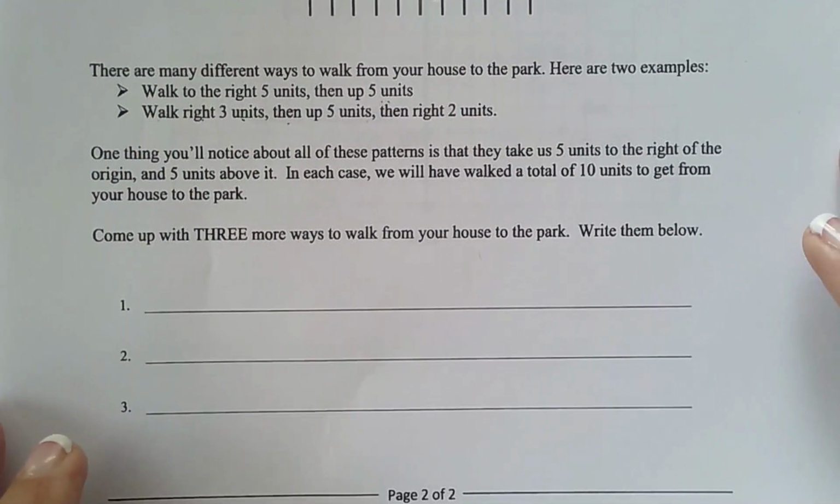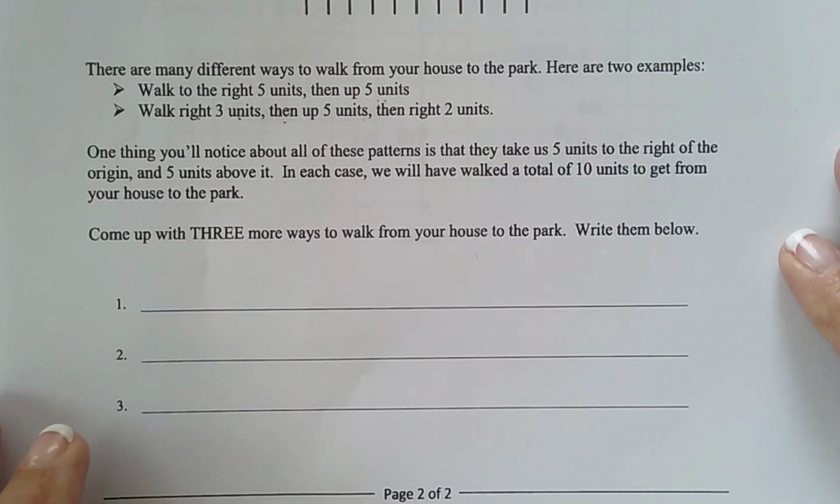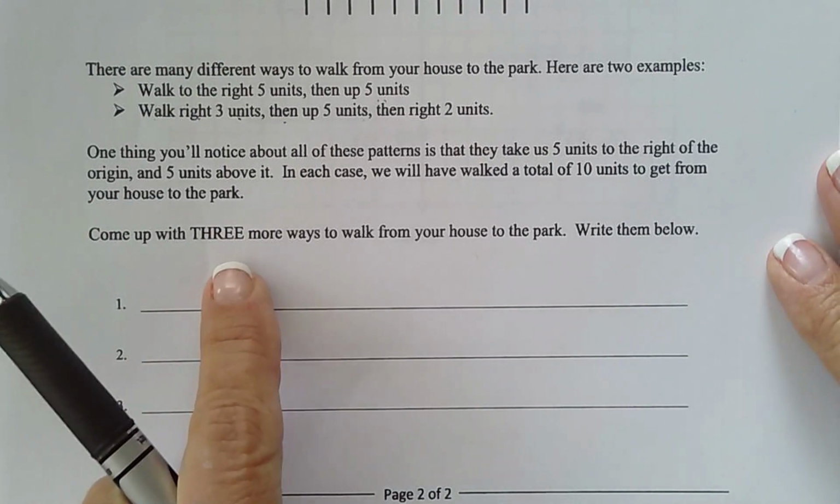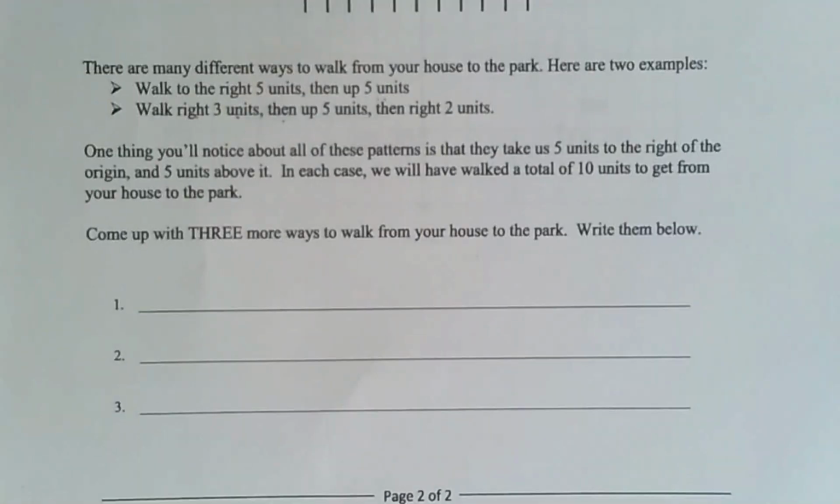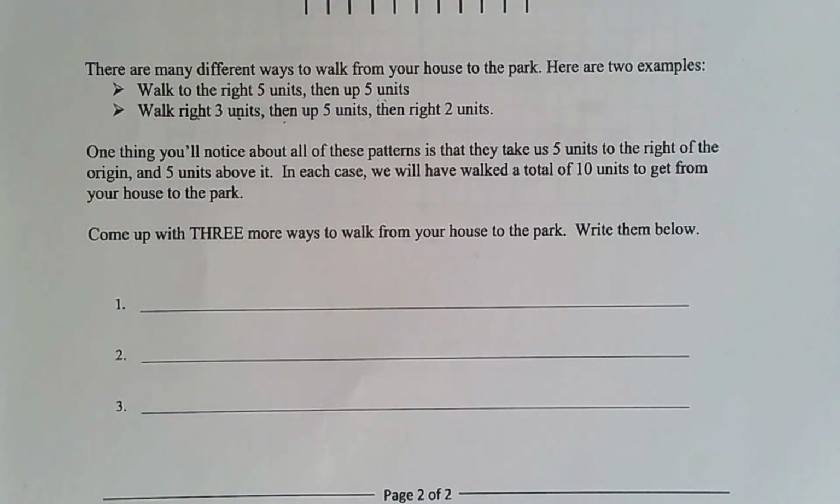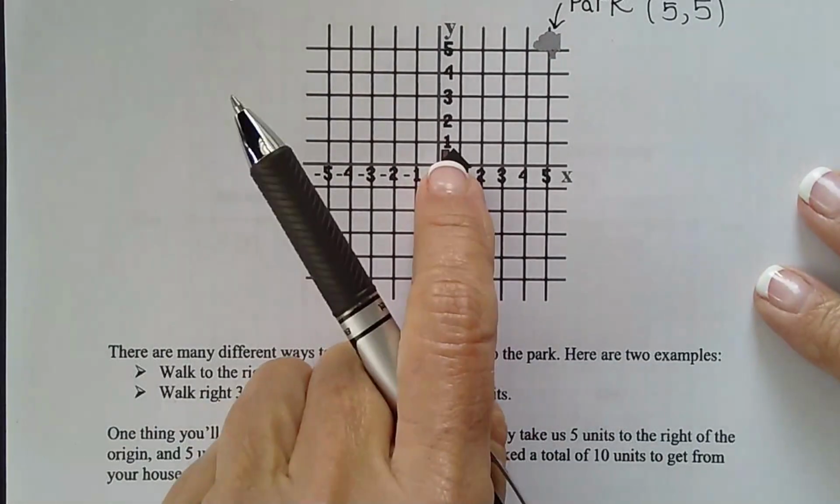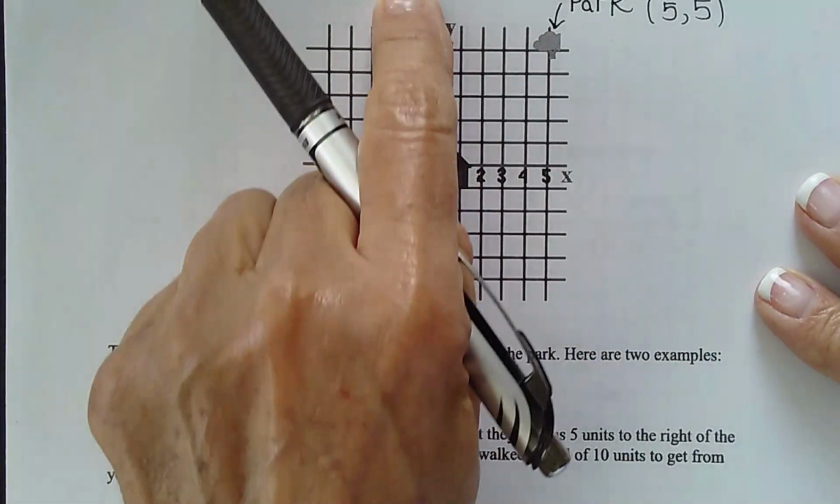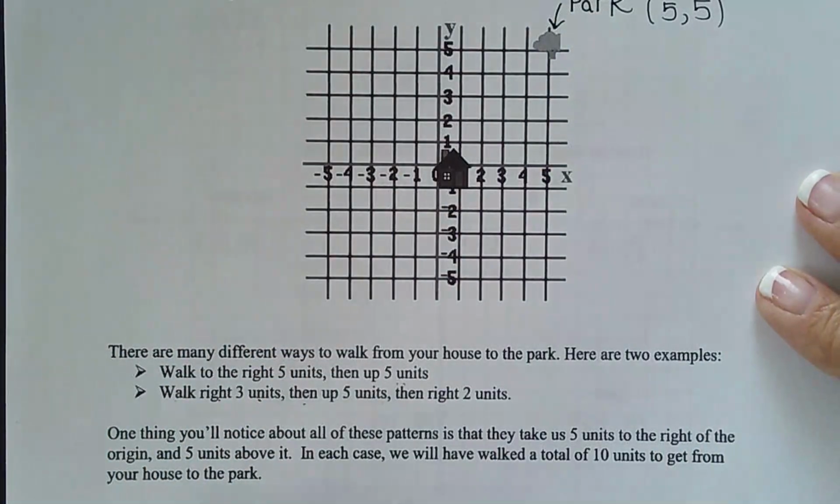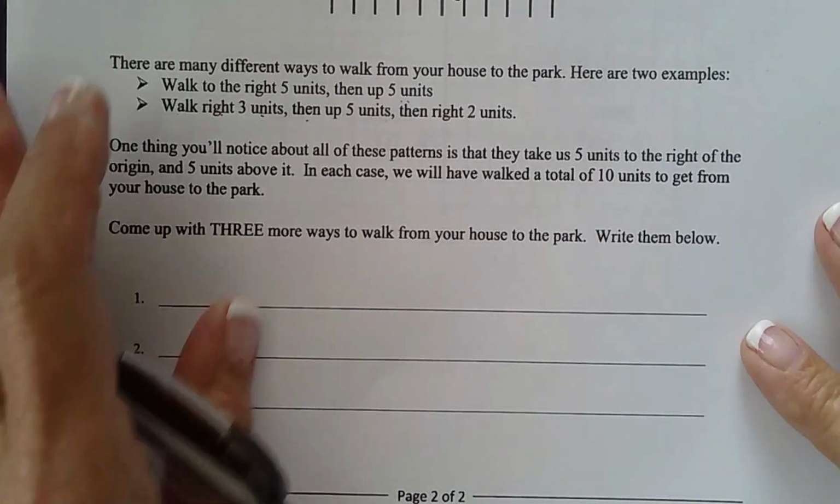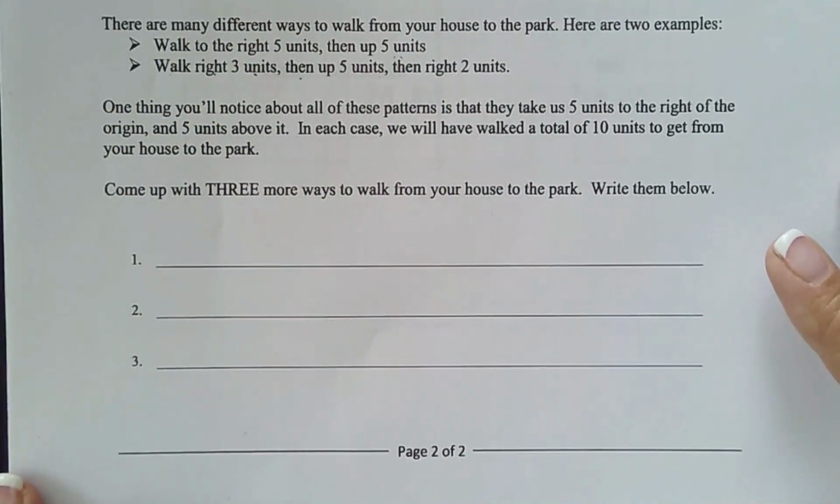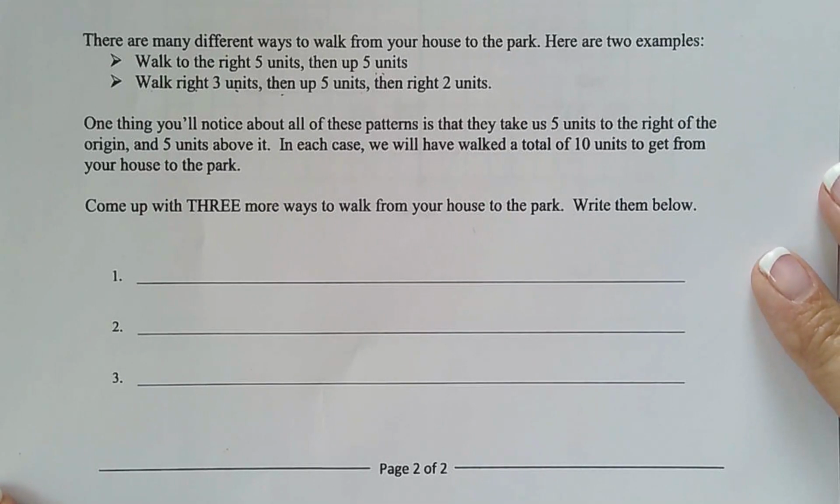So I want you to shut off the video and describe 3 different ways to walk to the park and write them below. And we're all going to have different answers. Just remember, you can't go backwards. So you can't start from the house and go back 1 and then up 5 and over. It always has to be movement towards the park. So just list 3 different ways to get to the park. And then I'll do 3 as well, and we can compare answers.